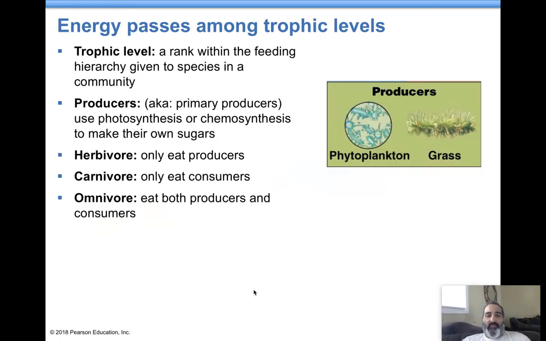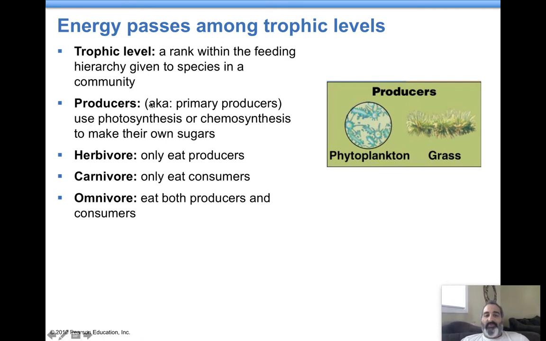Feeding levels, also known as trophic levels. This is how energy is passed along through food chains and food webs. This is a big part of the AP class. Almost on every AP test, I've seen a food web with questions related to the food web. So let's start breaking the parts of it down.